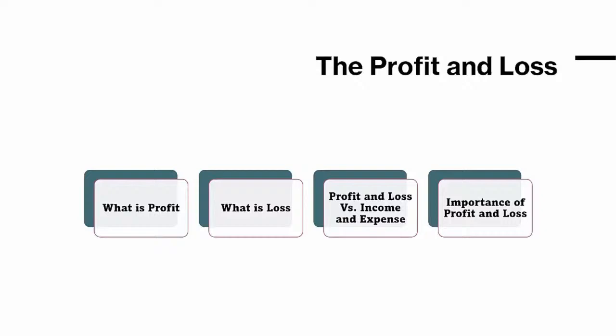Example of profit. Imagine a small bakery that earned $10,000 in a month from selling cakes and pastries. The bakery had expenses of $7,000 for ingredients, rent, employee wages, and utilities. To find the profit, we subtract the expenses from the income. So the bakery made a $3,000 profit that month.